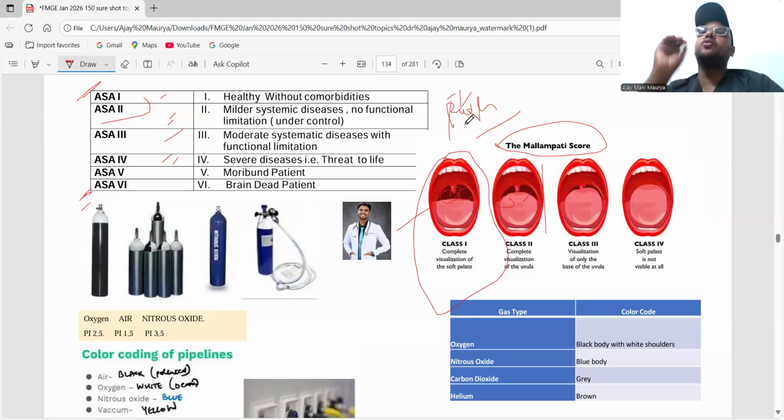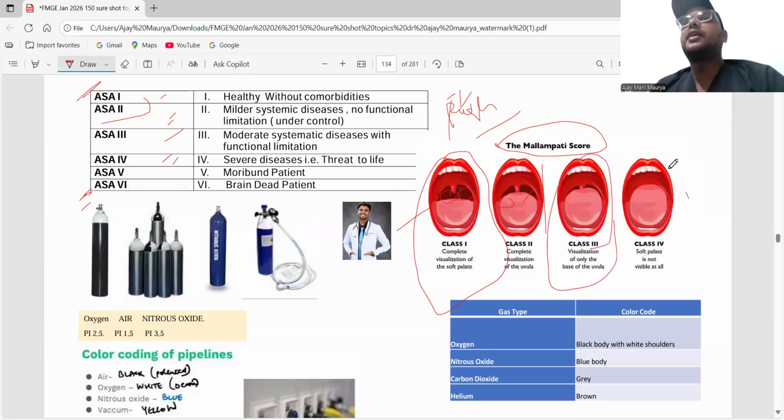If only the soft and hard palates are visible, it means he's under class 3. It is very hard to do the intubation. And class 4 is, oh my god, we can't do anything. This is how they're going to ask the questions here.